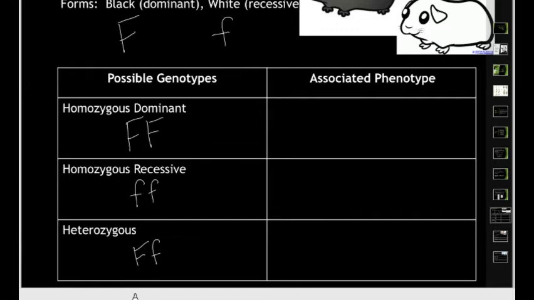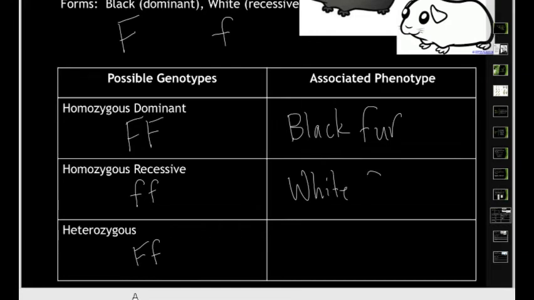Once we have all of the genotypes figured out, we can go through and figure out what the associated phenotype is. So when we have capital letters, it's going to be dominant. So this animal will have black fur. The next example, homozygous recessive, lowercase f's. Because there is no uppercase, we're going to see the recessive trait, which is white fur. And finally, in heterozygous, where you have both a big F and a little f, what we need to do is remember that the big F, the dominant, is always going to mask the recessive. So in this case, the animal will have black fur.